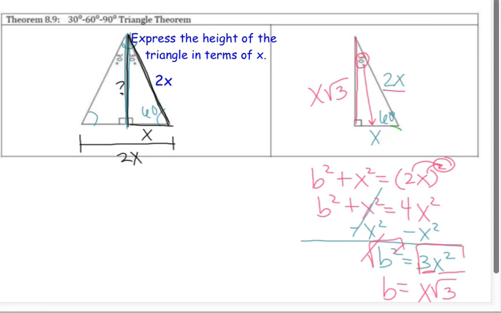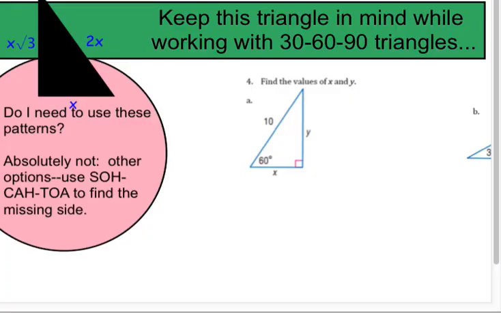So let's go ahead and do some examples using this. Same thing. Do you have to know these patterns? It's very helpful, but you don't need to. You can always use SOHCAHTOA to find the other missing sides. So, example 4, find the values of x and y. Well, across from my 60-degree angle is my x square root of 3. My hypotenuse is always 2x, and then across from my 30-degree angle, which would be here, is just x.